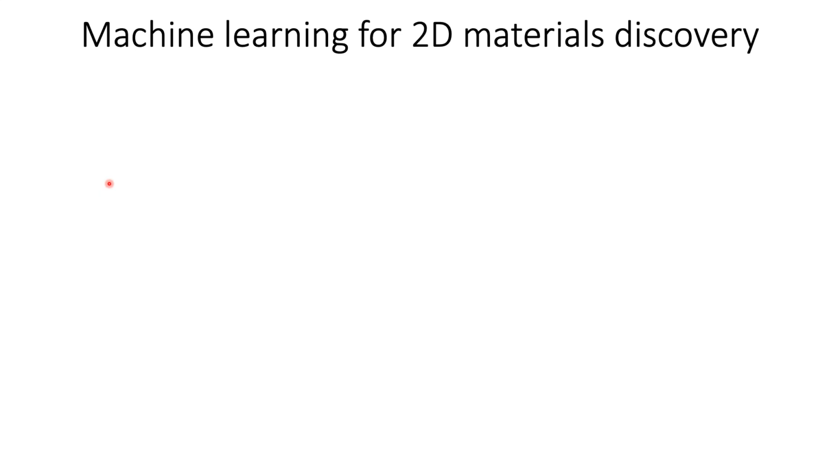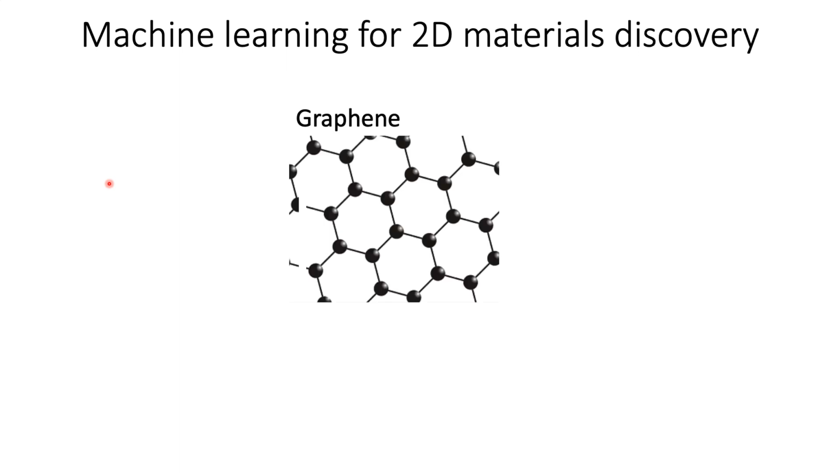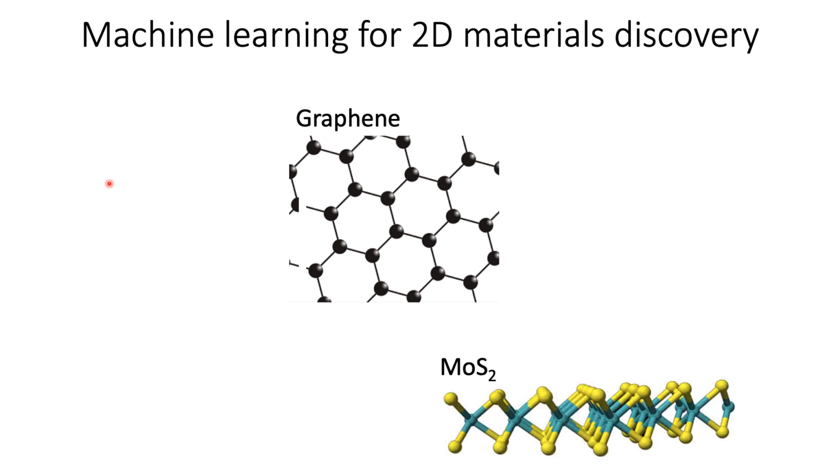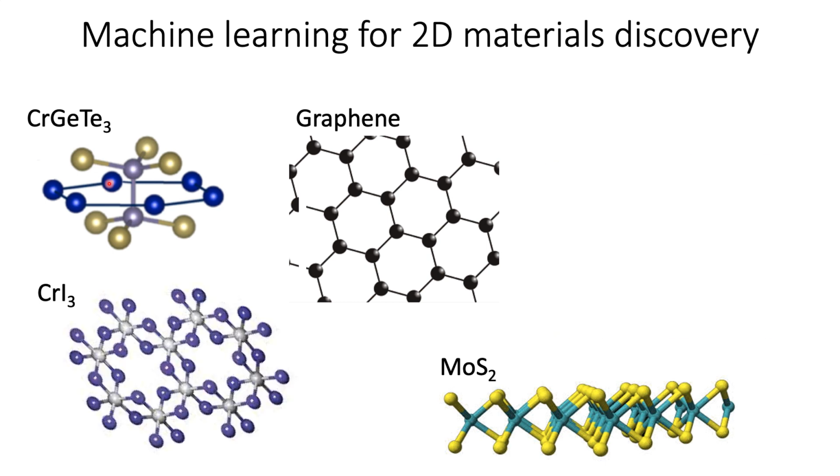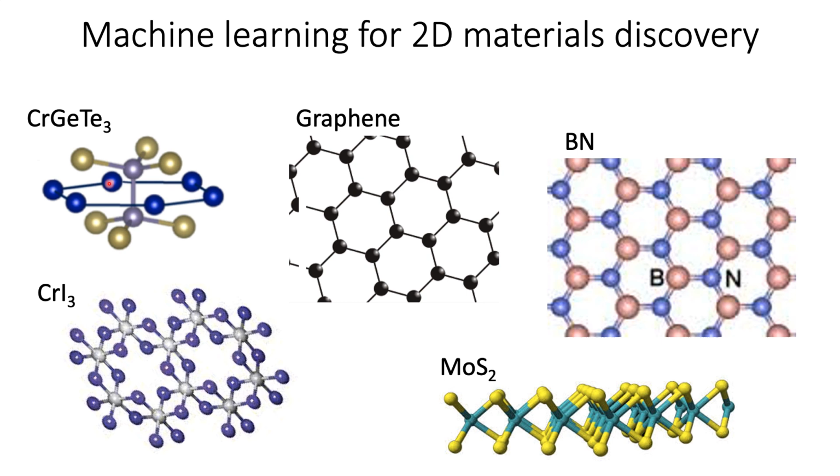The proposed framework for doing this is machine learning. Imagine taking graphene's crystal structure, or that of MoS2, or chromium germanium telluride, chromium triiodide, or boron nitride, and being able to tell its properties, for instance, the fact that graphene is conducting, BN is insulating, or chromium germanium telluride is magnetic, without doing first principles calculations or experiments.